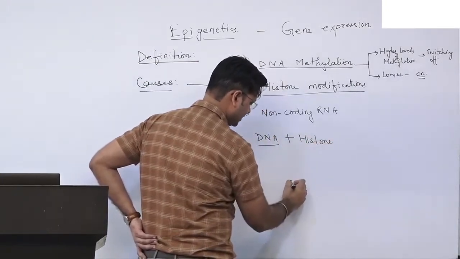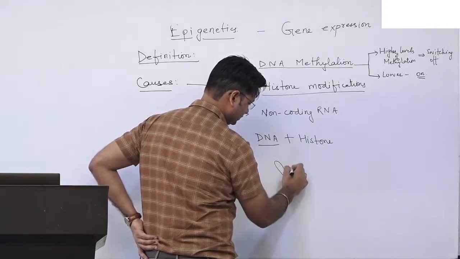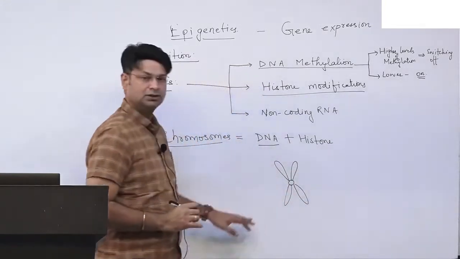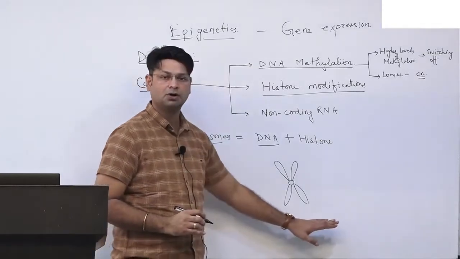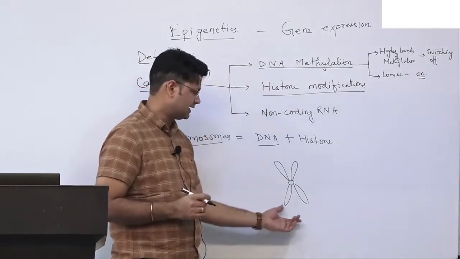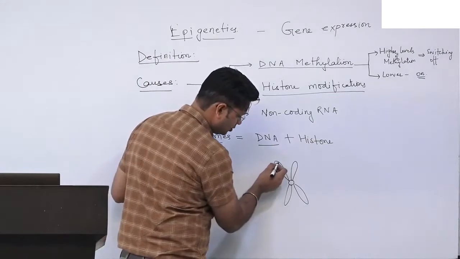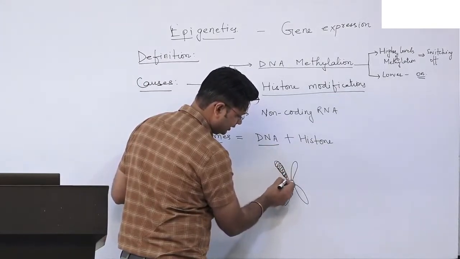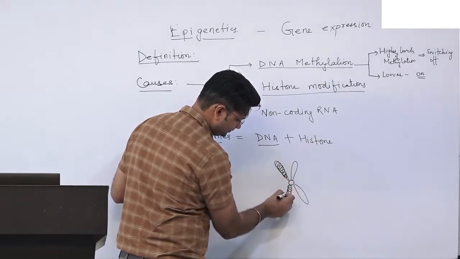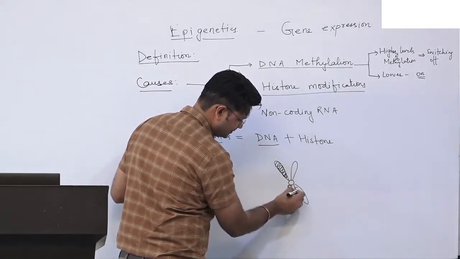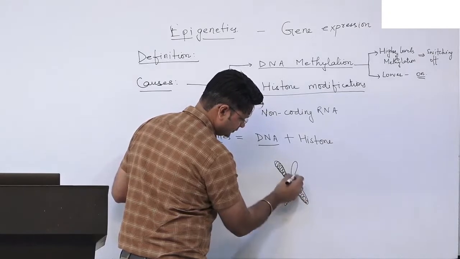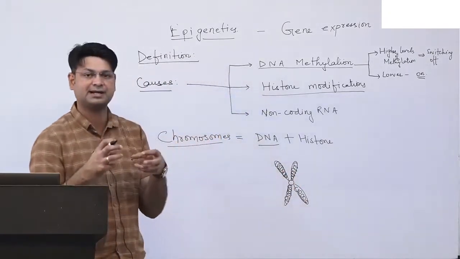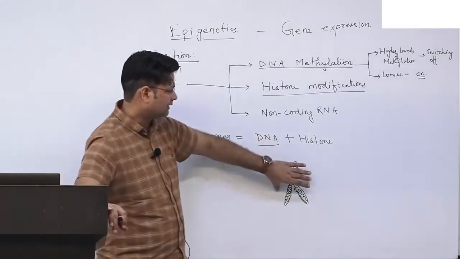See, if you take this is a DNA, this is a chromosome on the metaphase stage. So in this chromosome you will find that DNA is packed with the histone proteins, right? DNA is packed with the histone proteins. They are folded in such a close packed manner that both are here.